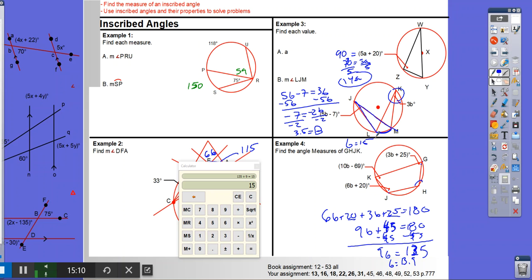No. We need to find all of these angle measurements. All right, so 15 times 6 is 90. Okay, 90 plus 20 is 110, which means this angle here has to be 70. It's the only way it adds up, right? To 180. Okay, on this side, 10 times 15 is 150 minus 69, and we get 81.